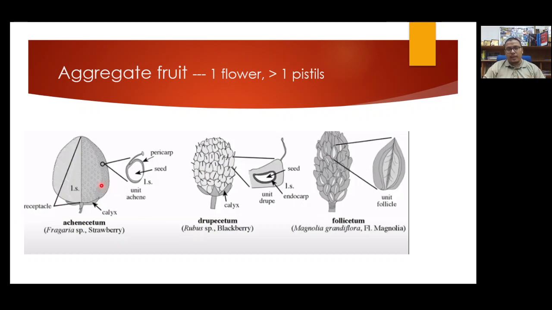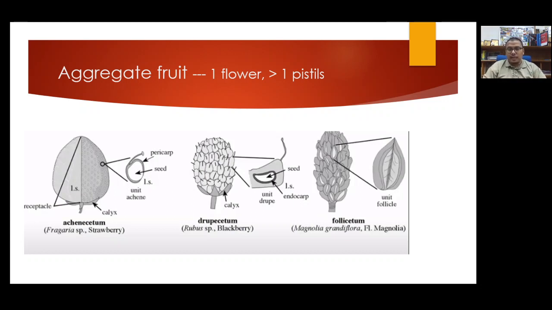On the other hand, the strawberry is almost the same basic idea, except now the sweet juicy part that we eat is the receptacle. The receptacle is what we are eating, and these little black dots here are the carpels, or the pistils.